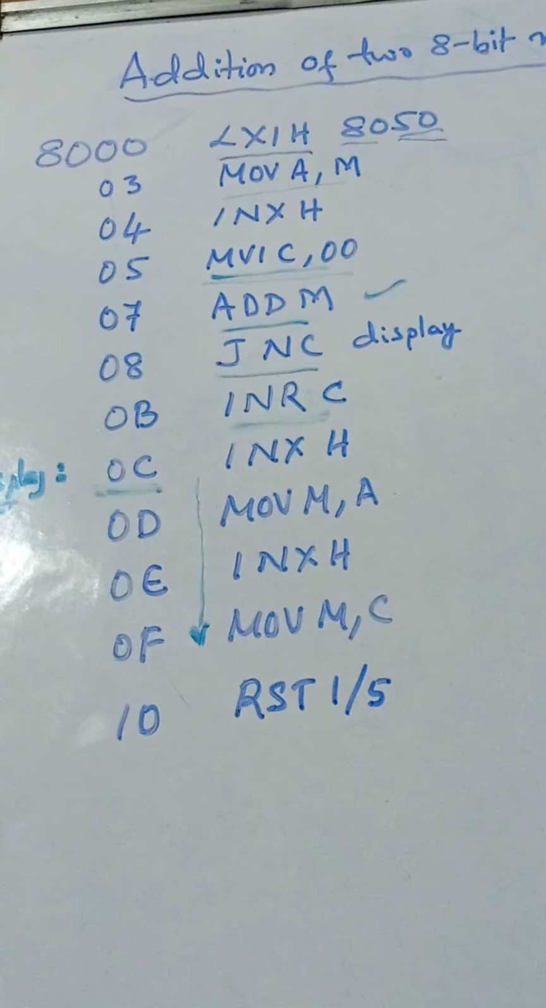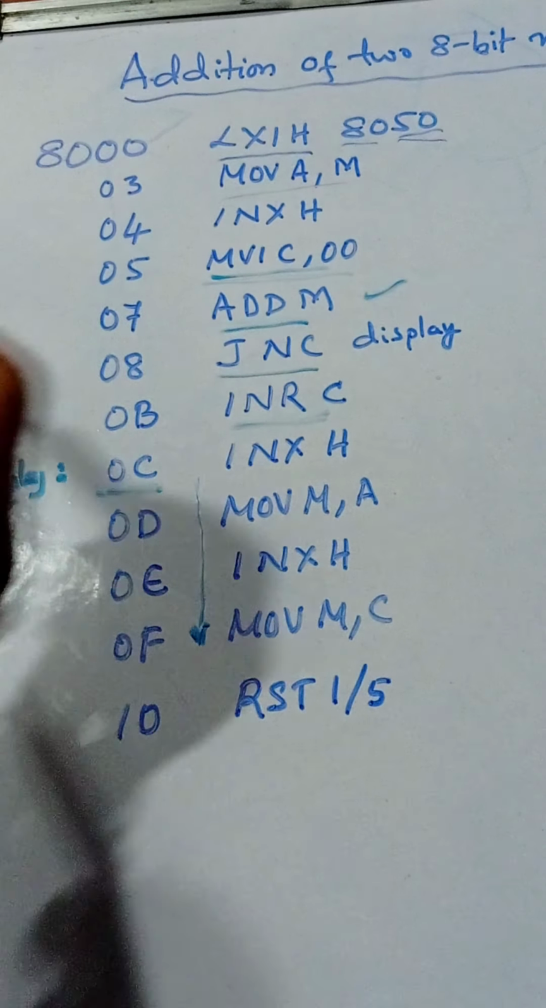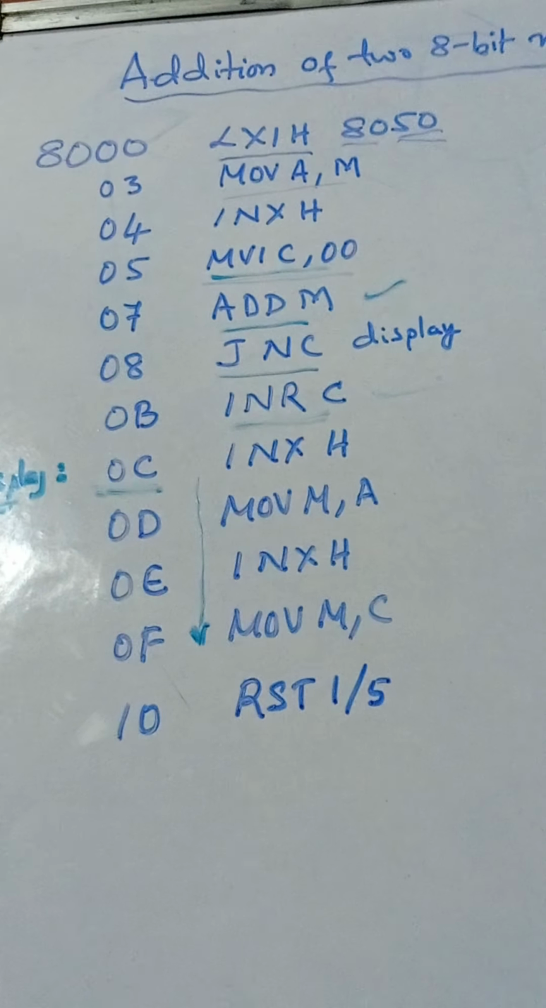So we use the instruction INR C. INR C will increment the carry register. So whenever, after adding the two numbers, a carry is generated, that is handled by the INR C instruction. MOV M, A and MOV M, C will display the result at the two consecutive locations along with the carry. Whenever carry is not generated, it is not taken.